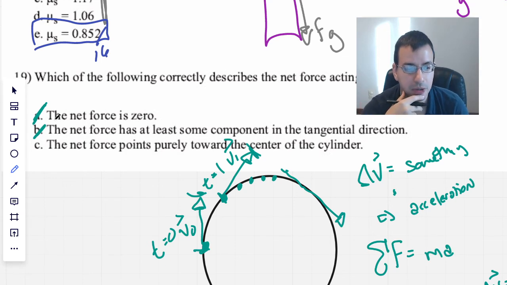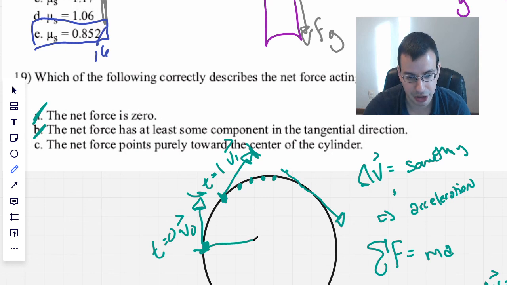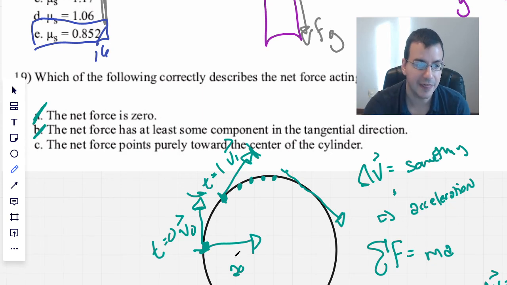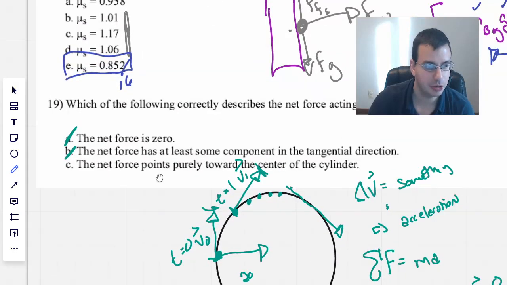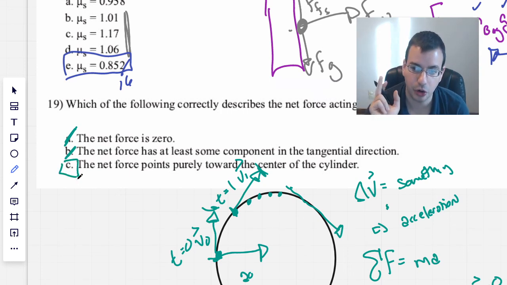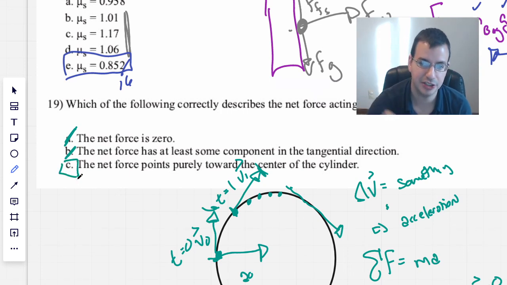The net force points purely towards the center of the cylinder. Now this is the centripetal acceleration right here. So yes, the acceleration is going to be purely towards the center of the cylinder, and that's what will give you the change in direction of your velocity vector. So for this one, the answer will be C. There is a force, and this force only points towards the center of the cylinder.